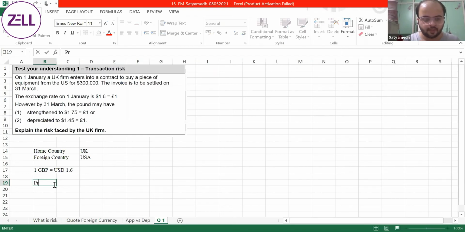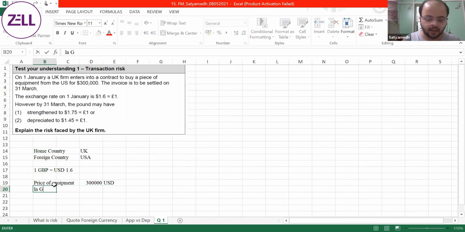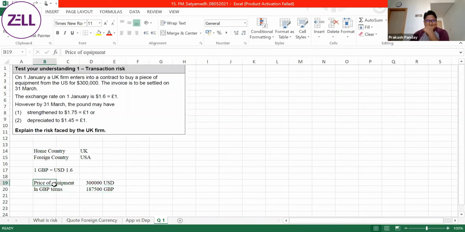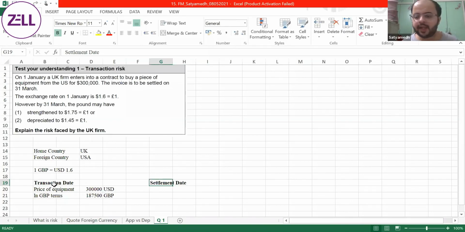Now, what is the price of the equipment? 300,000 US dollars. Yes, 3 lakh USD. In GBP terms, it will be 3 lakh divided by 1.6, 187,500 GBP. This is the date of the transaction. I will call this the transaction date. Settlement date. 31st of March is the settlement date.